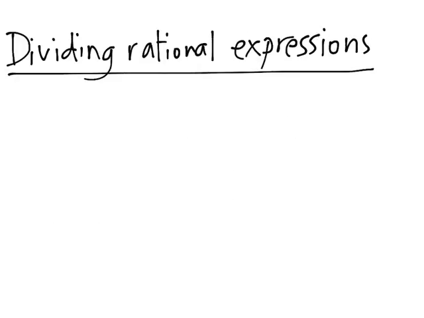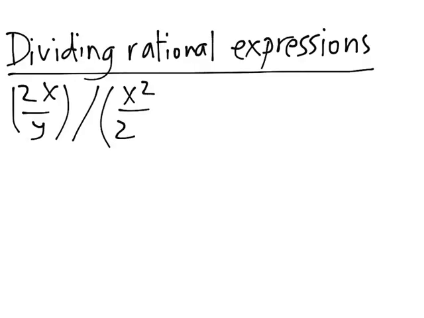Next, let's take a look at dividing rational expressions. While this may seem more complicated than multiplying, it really isn't much different. Say our problem is 2x over y divided by x² over 2y³. Now dividing two quantities is the same thing as multiplying the first one by the reciprocal of the second one. And since the second expression here is a fraction, to take the reciprocal we just flip the numerator and denominator.